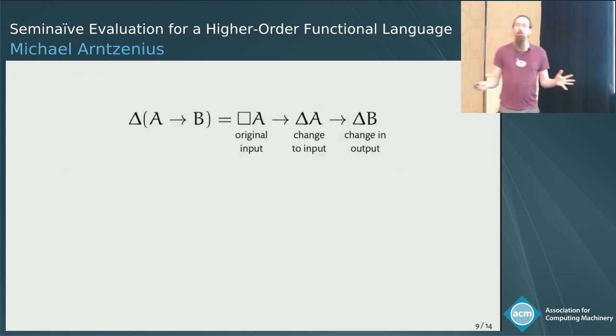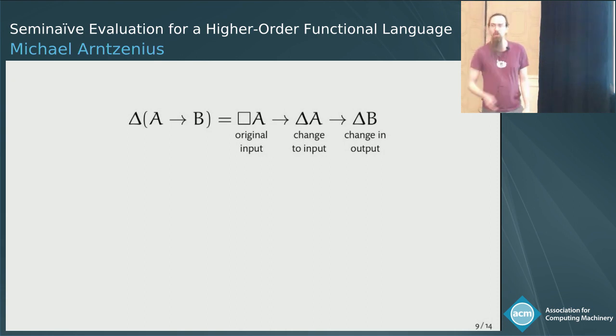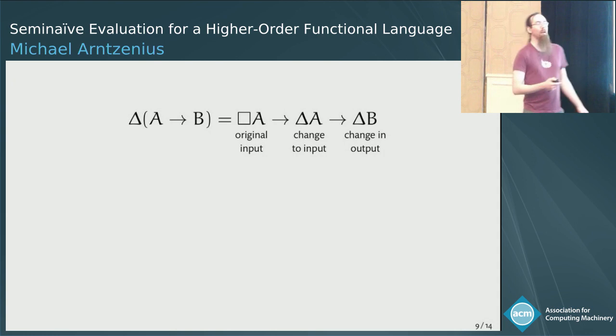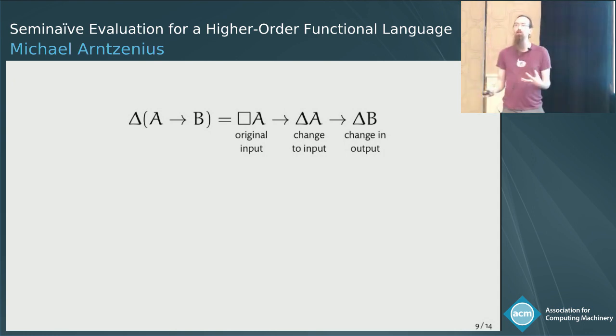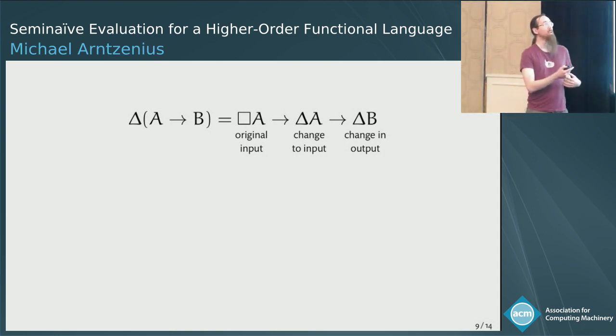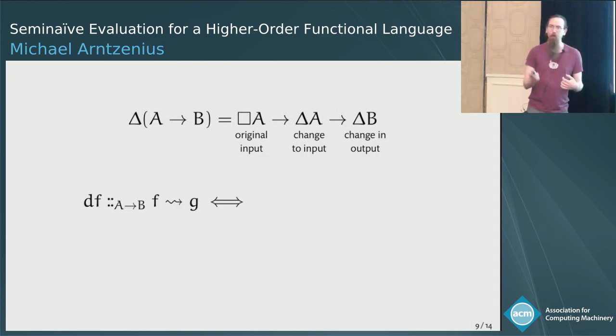But of course, I've been putting off the most interesting change structure, which is the change structure on functions. Datafun is a functional language. How do functions change? Well, a function from A to B will change as follows. The change will be another function. It will take the original input. It will take a change to that input, and it will tell you the change in the output.